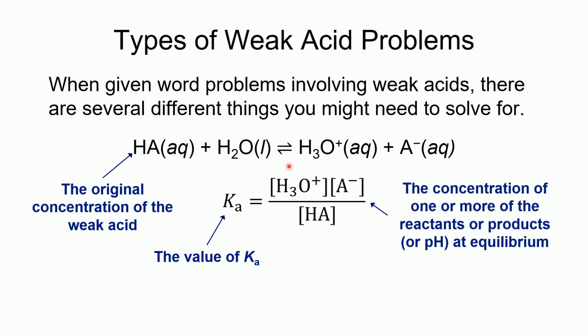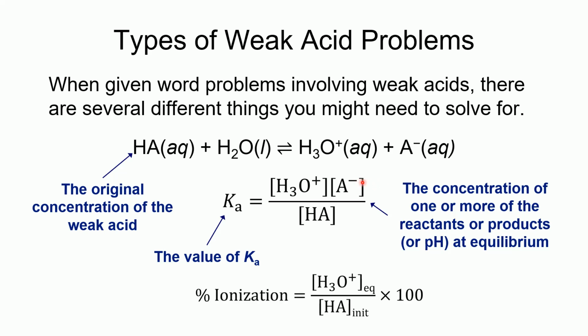We also might be interested in solving for the concentrations of one or more of our reactants or products, or also the pH. If we know hydronium, we can get the pH at equilibrium. So, equilibrium type calculations. And then finally, sometimes we are interested in calculating the percent ionization. The way that we do that is that we'll look at how much hydronium ion there is divided by the concentration of the weak acid initially and multiply by 100. I'll show you an example of that coming up shortly.